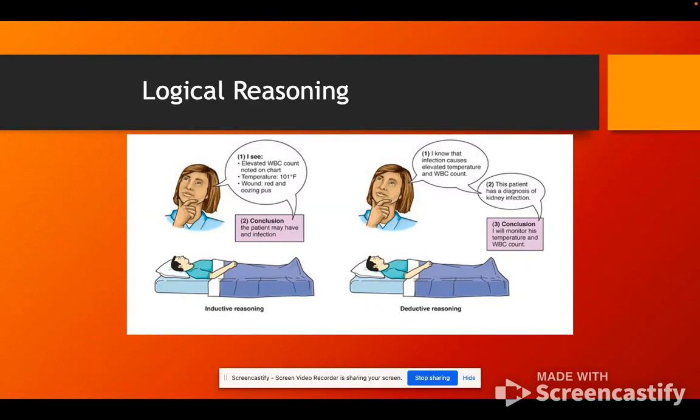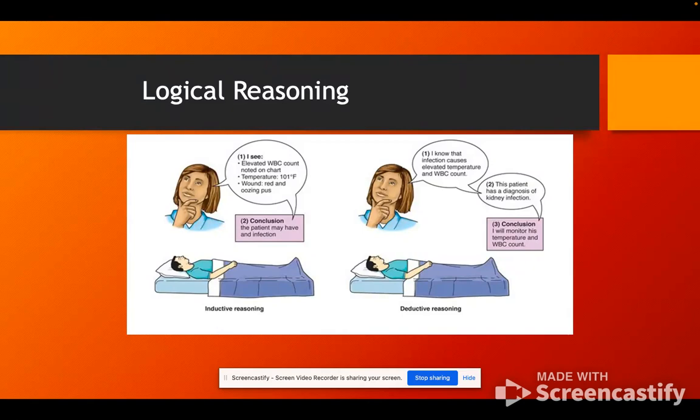So as you see in the picture, inductive reasoning, we're looking at the patient. We see elevated white blood count. We have temperature. We have a wound, has red and oozing pus. We can conclude and start to think in our minds, maybe the patient has an infection going on.